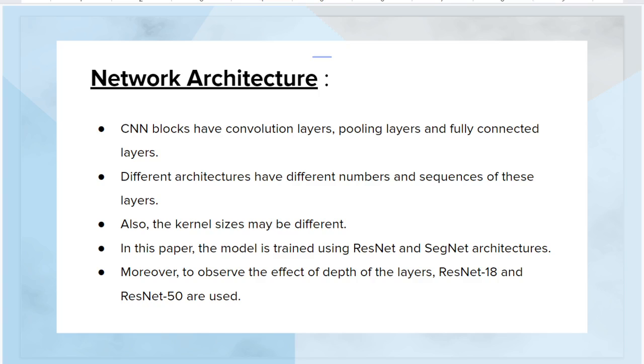CNN blocks have convolutional layers, pooling layers, and fully connected layers. Different architectures have different numbers and sequences of these layers. Also, the kernel sizes may be different. In this paper, the model is trained using ResNet and SegNet architectures. Moreover, to observe the effect of depth of the layers, ResNet 18 and ResNet 50 are used.